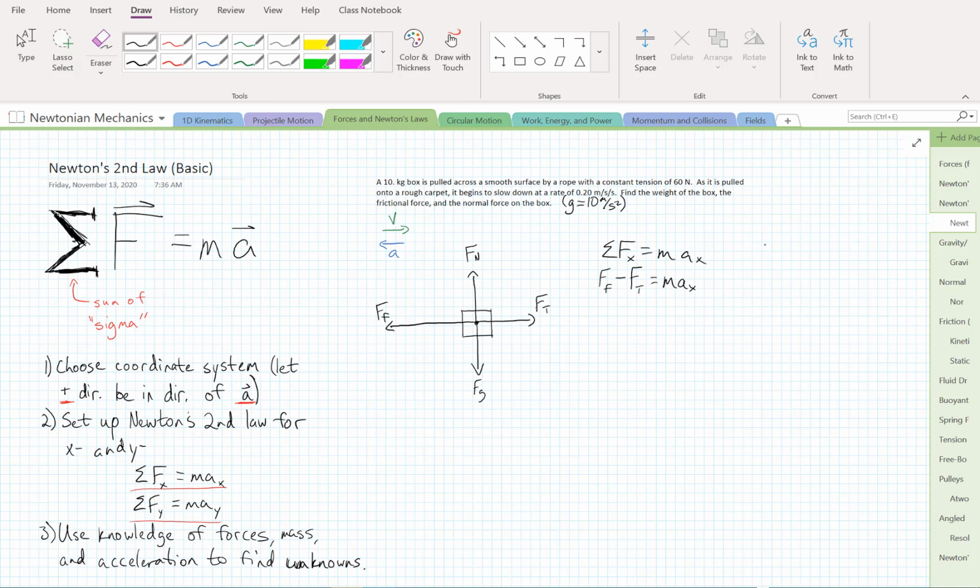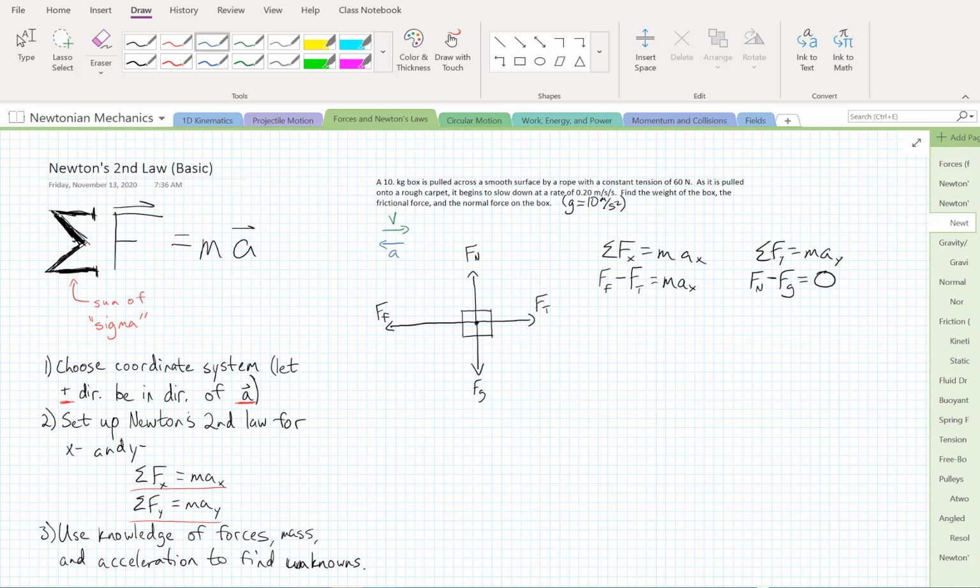I can also do it in the y. Sigma Fy equals mass times acceleration in the y. I can choose up or down to be positive because there's no acceleration, there's no motion in the y. So I'll just choose up to be positive. So normal force is positive, then I do minus force of gravity equals may. Well, but there's no motion in the y direction, so acceleration is 0. So normal minus gravity equals 0. And that's our basic setup with variables.